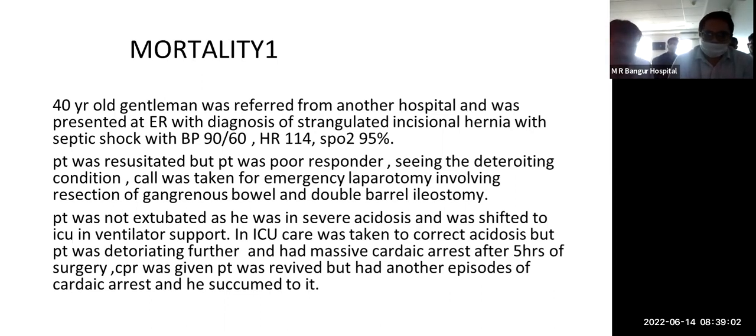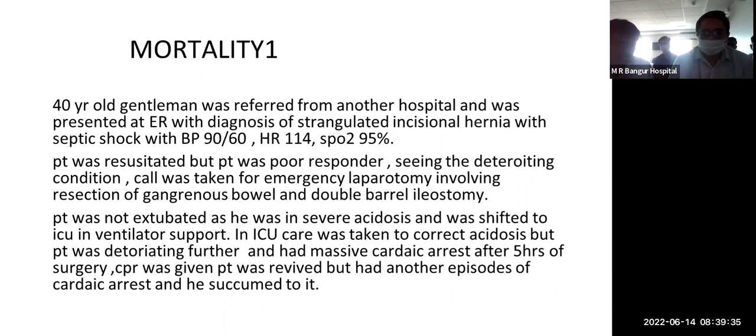You said he is a poor responder, and seeing this, he is taken to the theater. But with this poor responder, if you take him to the theater, he will not withstand the surgery. He will not withstand the anesthesia. They could not extubate the patient. Within 5 hours, he has died. That means this patient was not optimized. This is only applicable, as I say, when the patient is bleeding. When the patient is bleeding, the idea is to stop the bleeding, and most of the patients respond. If you can do a surgery and stop the bleeding, most of the patients easily improve.